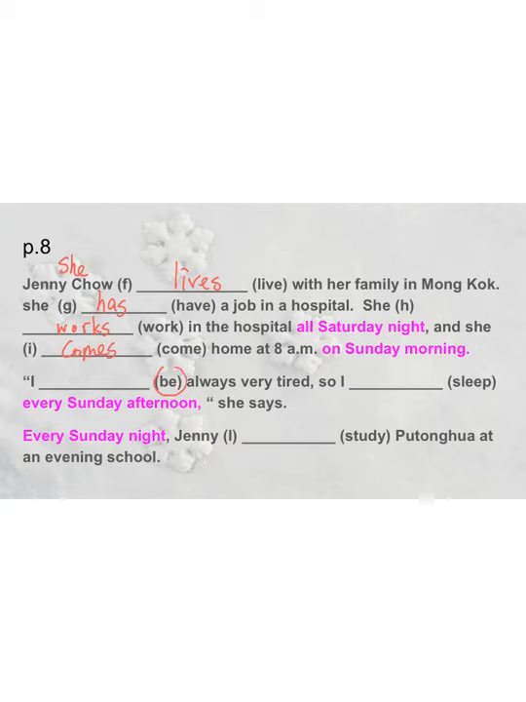Okay, again, be is was, were, be, been, being. So the best one after I must be am. I am always very tired, so I sleep. You don't need to add s after I because I belongs to type 1 subject. Every Sunday night, Jenny, okay, study. Consonant d plus y, so we have to change y into ies. Jenny studies Putonghua at an evening school.